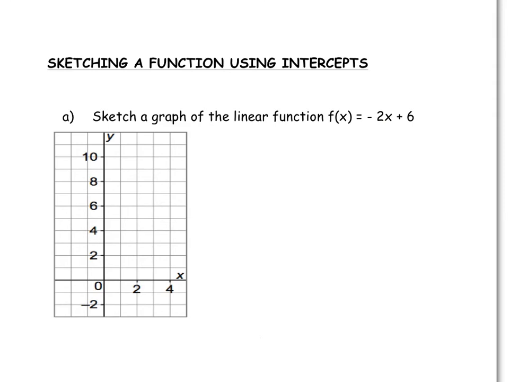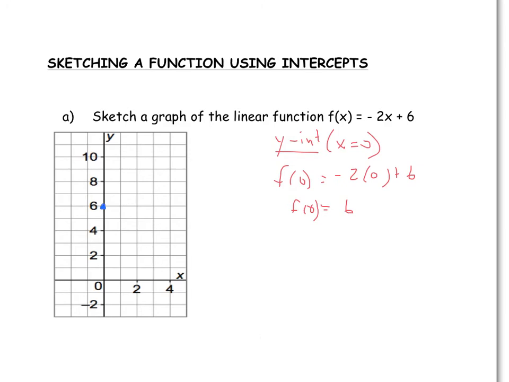So for the y-intercept, this is when x equals 0. I'm going to plug in x equals 0 into the function, so -2 times 0 plus 6, which gives us 6. So f of 0 equals 6. We have a point on the graph when x equals 0, y equals 6.